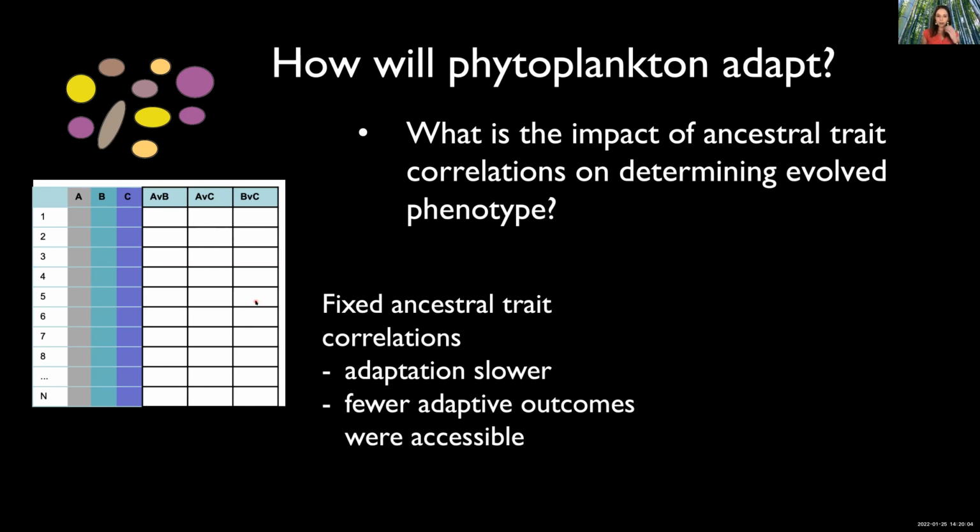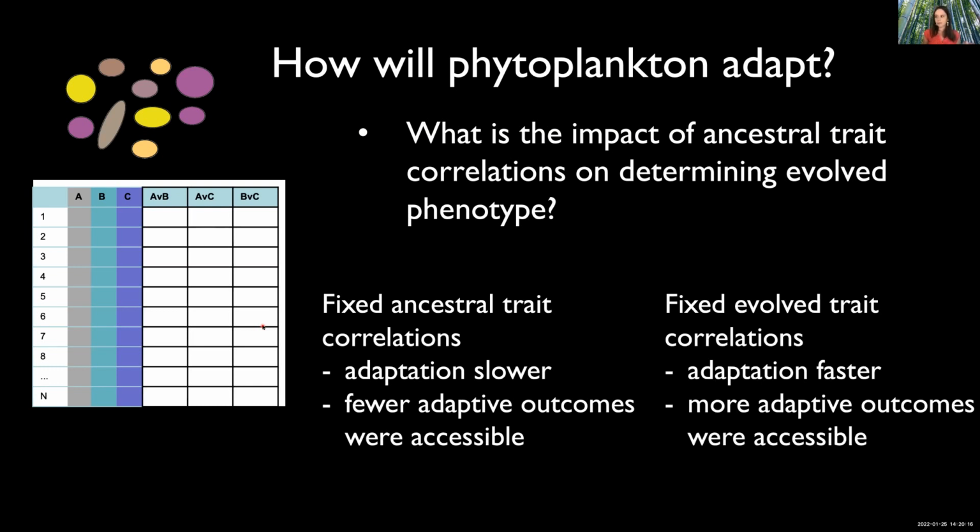And what we found was that if you impose ancestral trait correlations on the initial population, the adaptation rate is slower, and it found fewer of these potential high fitness phenotypes. And conversely, as you might expect, if you impose evolved correlations so they can move efficiently through the PC landscape, the adaptation is much faster, and they were able to access more of these phenotypes.